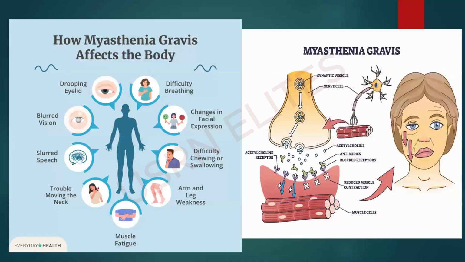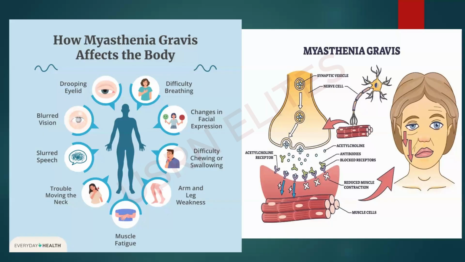So, myasthenia gravis. When we say myasthenia gravis, what comes into your mind? Those of you who have done neurology, you've met it before. I know that it is an autoimmune neuromuscular disorder. Yeah, okay.